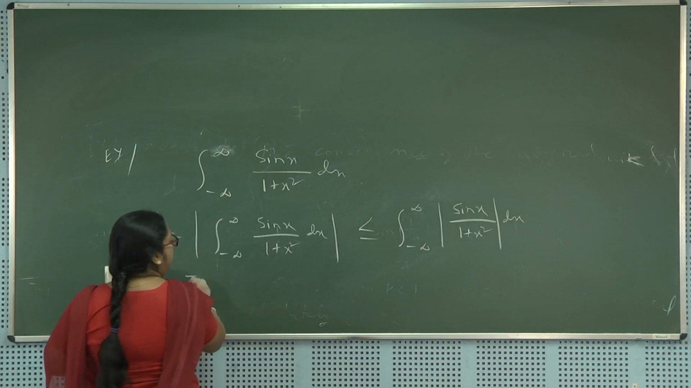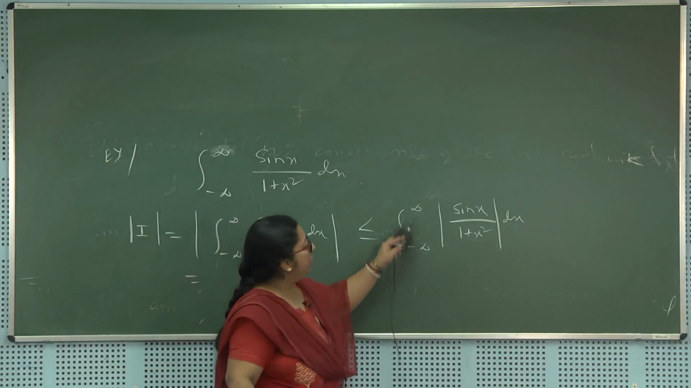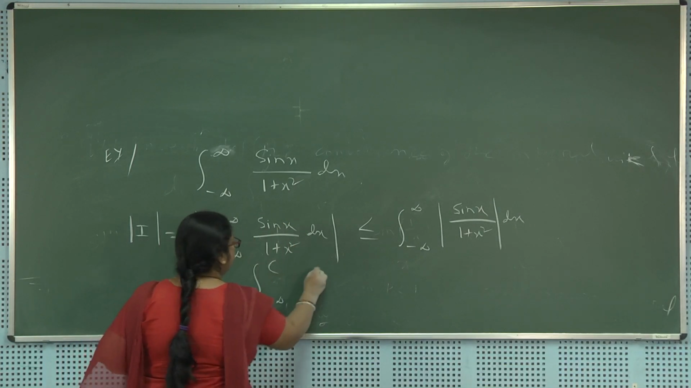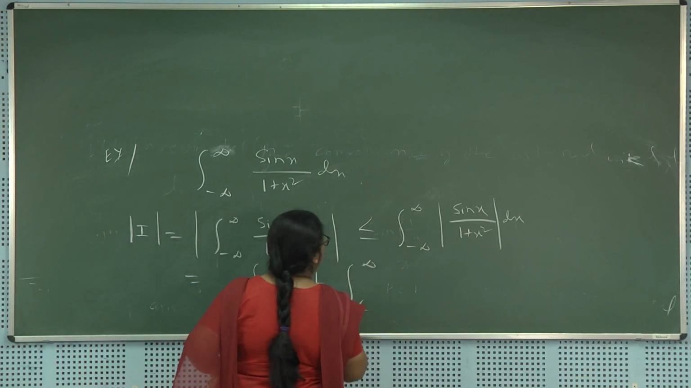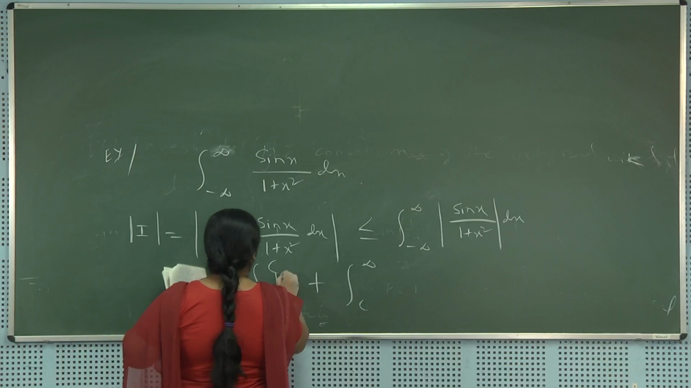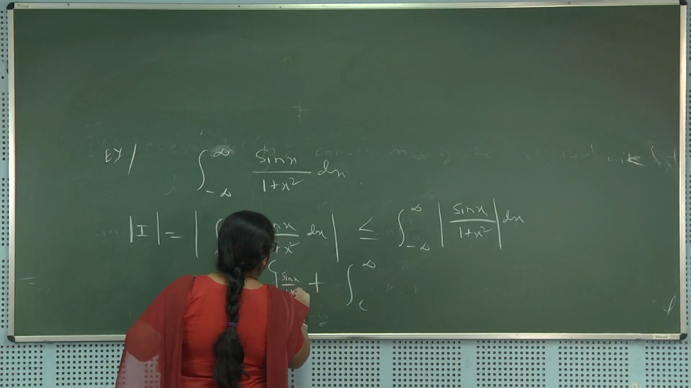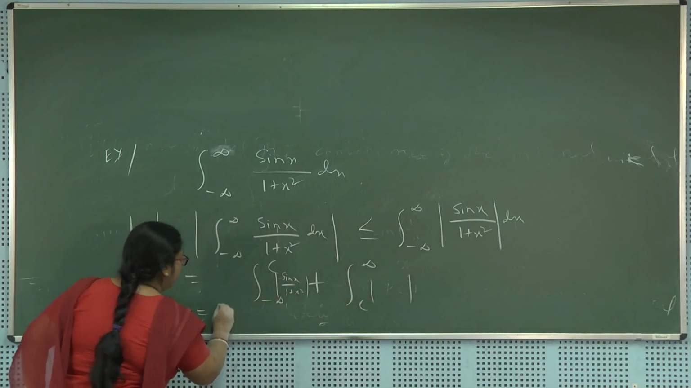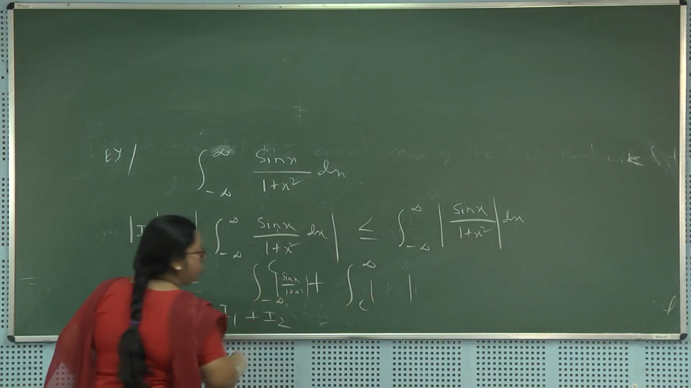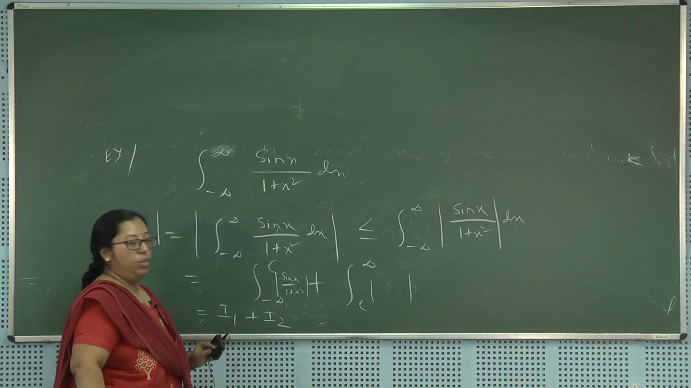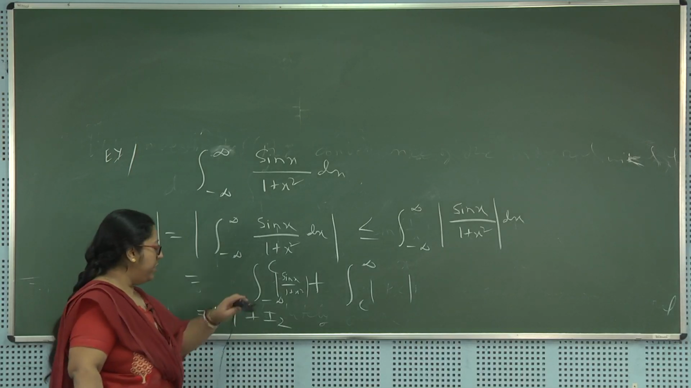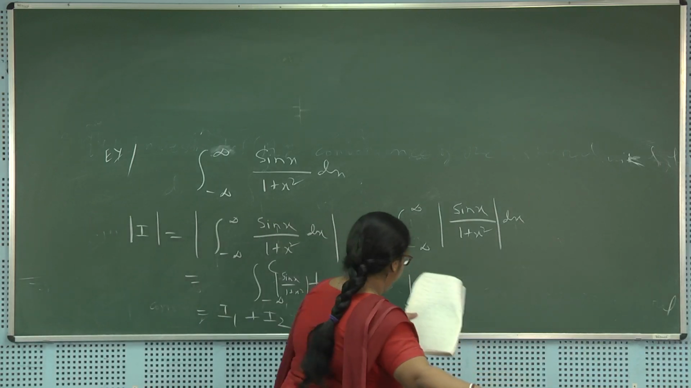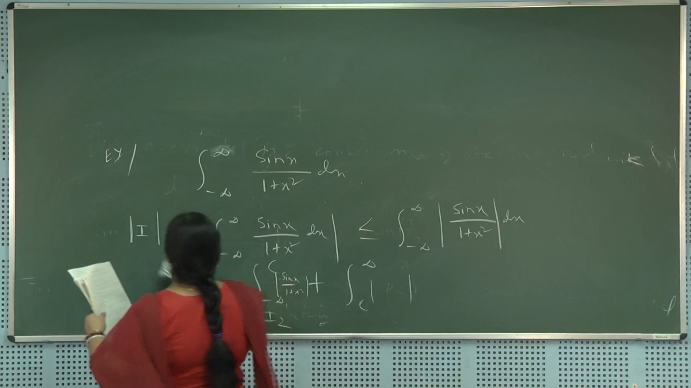And now you can break it up, because it is minus infinity to infinity. So minus infinity to some number c, and then c to infinity. So this will be mod of sin x upon 1 plus x square. This will be I1 and I2, and now you have to check whether both the integrals converge or not. If both the integrals converge, then we will say it is convergent, and if one of the integrals diverges, we say it will diverge.